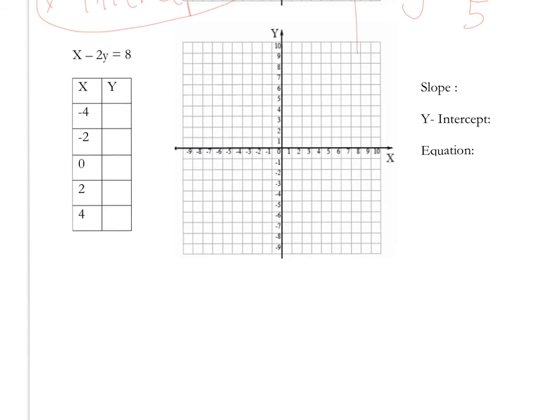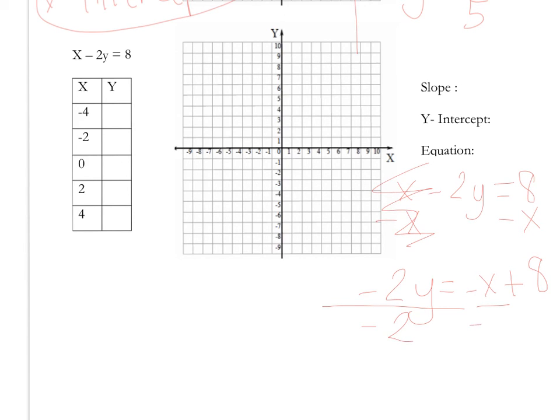Okay, last problem. Woo! Alright, so now we don't have it in y equals form. Now they gave us the equation, but we need to solve it. So I'm going to write it underneath the word equation: x minus 2y equals 8. Now we're going to get that y alone. How am I going to do that? I'm going to subtract x on both sides. Now, x's are canceled, and now I have -2y equals -x plus 8. My y is not alone. I got a coefficient of -2, so I'm going to divide everything by -2.